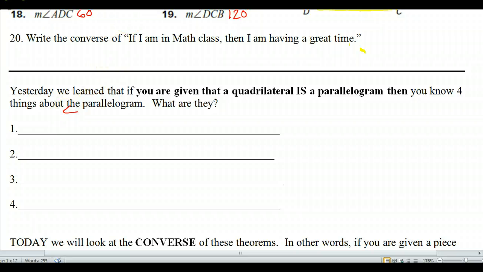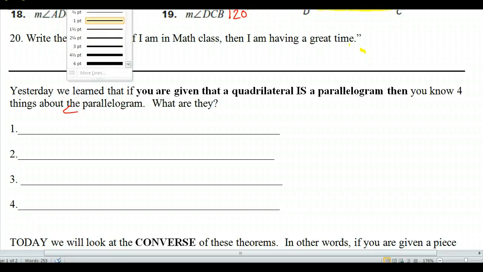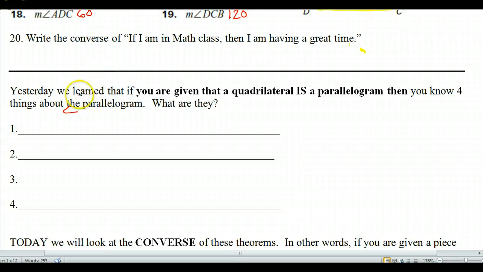Now let's talk about the 4 special properties I taught you. Can anyone remember, or if you want to look back at your notes, I'll accept that as well. But can somebody tell me one special property of a parallelogram? Lisa, go. If a quadrilateral is a parallelogram, then its opposite sides are congruent. Okay, so one special property of a parallelogram is opposite sides.